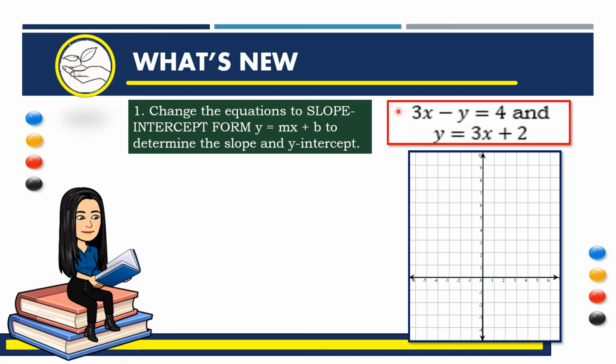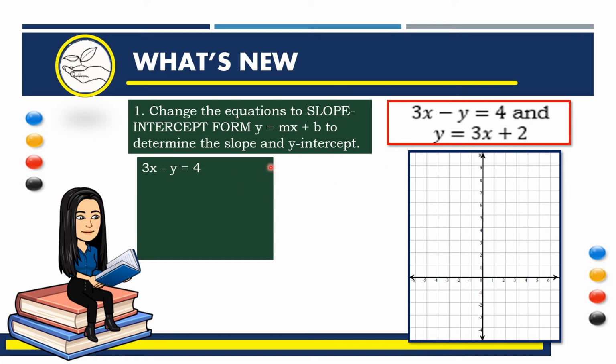Yes, it's the first equation since the first equation is in standard form. So how are we going to do it? We have here 3x minus y is equal to 4. In order to change it to the slope-intercept form, we're going to add the additive inverse of 3x to both sides to cancel 3x at the left side and move it at the right side. So we have 3x plus negative 3x minus y is equal to 4 minus 3x. We can cancel 3x minus 3x, so we have y is equal to negative 3x plus 4.